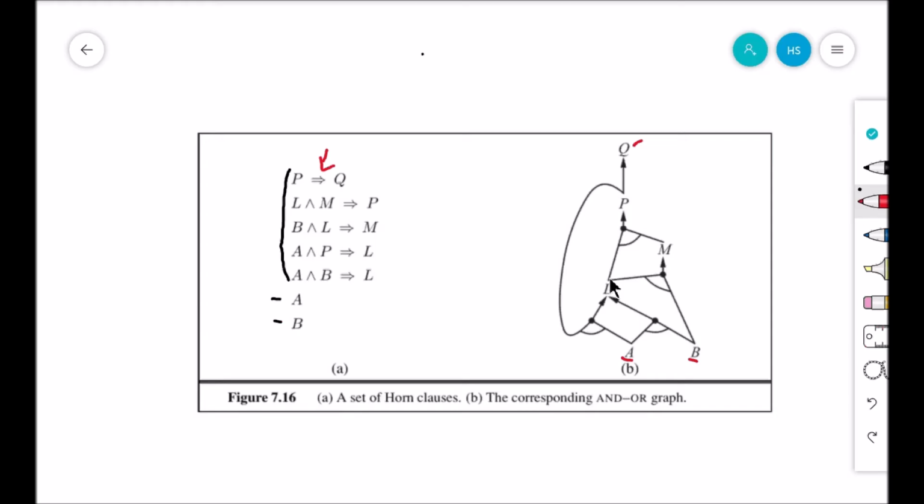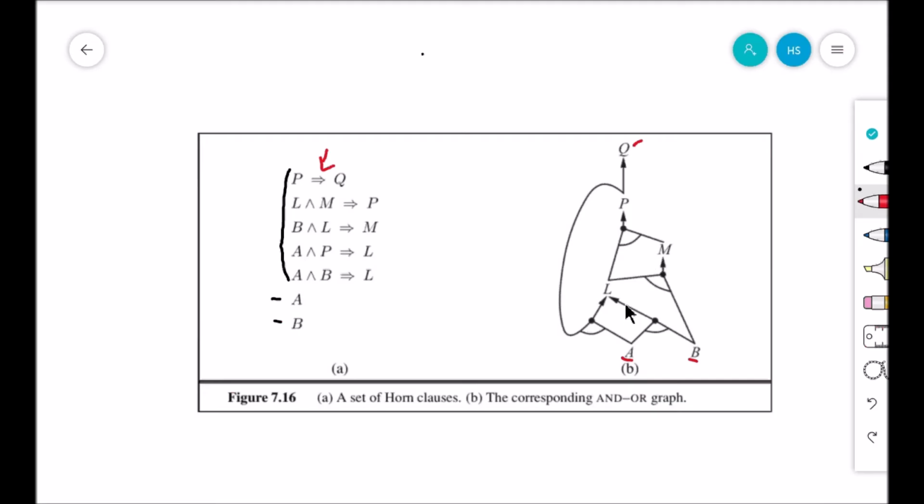Whenever you have a conjunction, the algorithm has to wait to propagate. It has to wait for all the conjuncts to be known before proceeding. So the A has to be known, the B has to be known, or if you're looking at L and M, then the L has to be known and the M has to be known. Those things have to be proven.